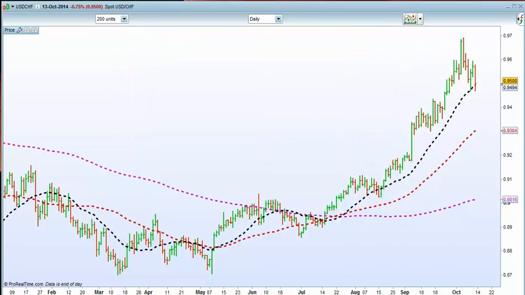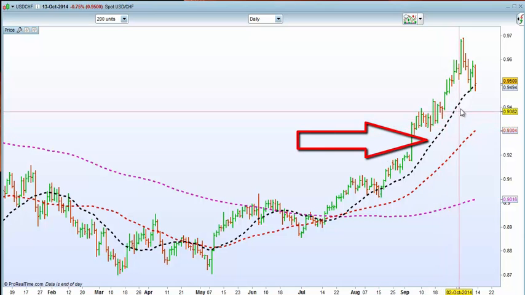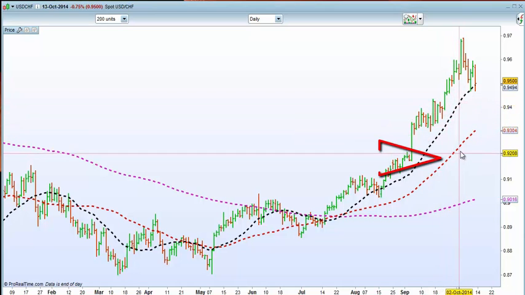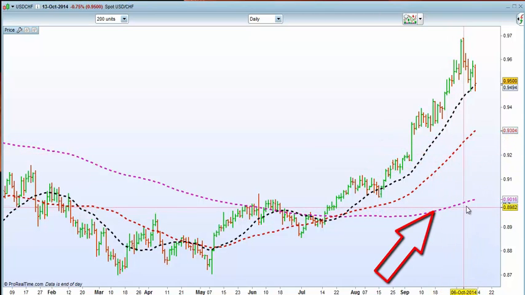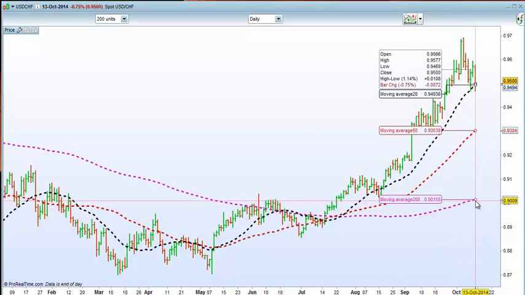On this chart, you'll see the currency pair dollar Swiss. Now you'll notice three dotted lines. The first black dotted line is the 20-day simple moving average. The red dotted line is the 50-day simple moving average, and the pink dotted line is the 200-day simple moving average.